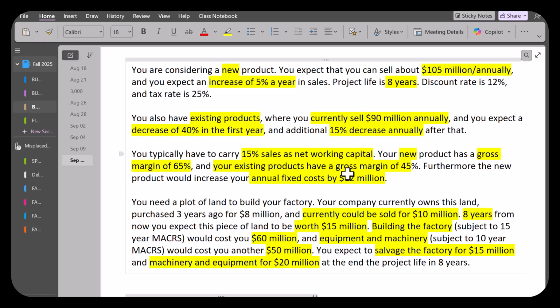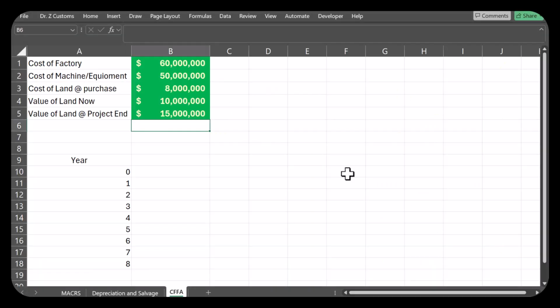8, 10, 15. Okay. That's capital spending. Okay, during year zero, which numbers, if any, over there I need to consider as spending?